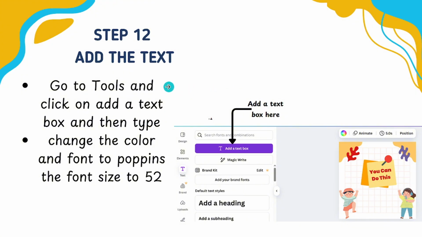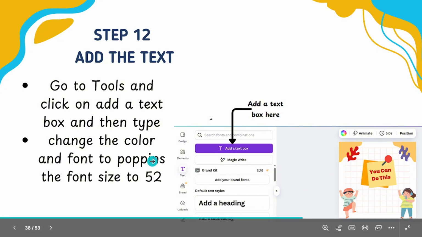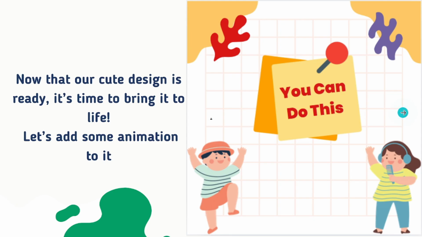Once you have that, the next thing you would want to do is to add a text. Say, you can do this. Remember, we are making an Instagram design for motivational quotes. So you just add a text saying you can do this, or you can also add your own text. You change the font to Poppins and then the font size to 52. You can also use your own font. And now our cute design is ready right here. So now we have just run down through the steps. Let's go to our Canva and then start designing.